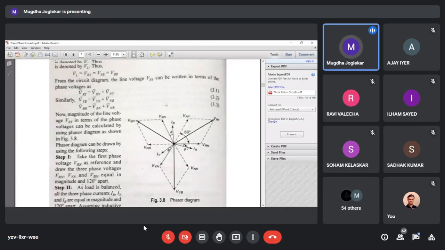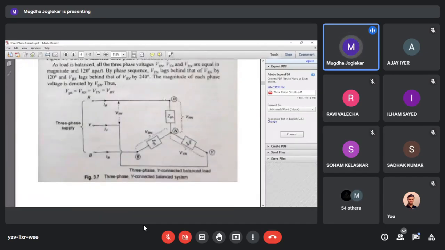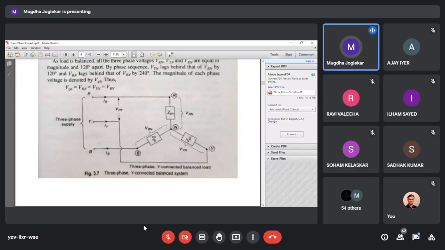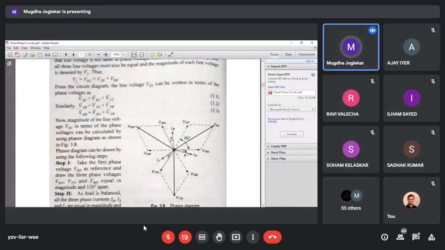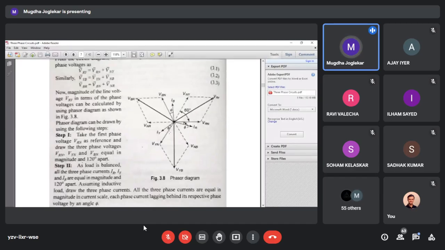Now we will see the diagram again. As I told you, VRY is the line voltage and VRN is a phase voltage, so these are different in a star connection. But line current and phase current are the same in star connection, because IR coming here is the same current that flows through the phase. Similarly IB and IY flow through the phase. So IL is equal to IPH in star connection. They are always the same, so you can consider any one current. Here we are considering IR, IB and IY.